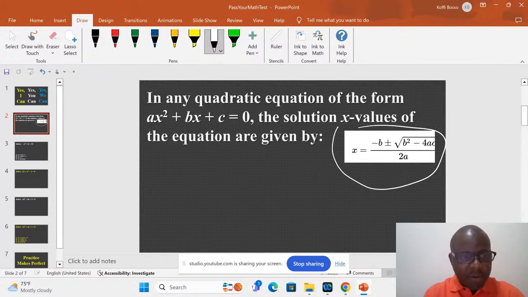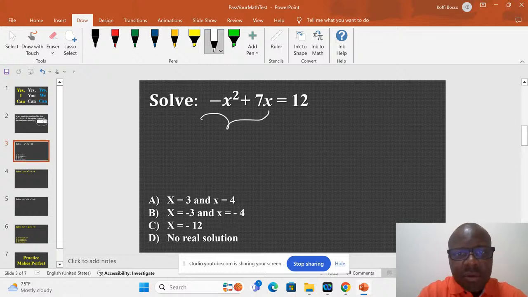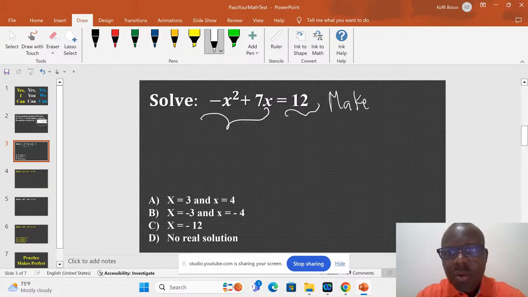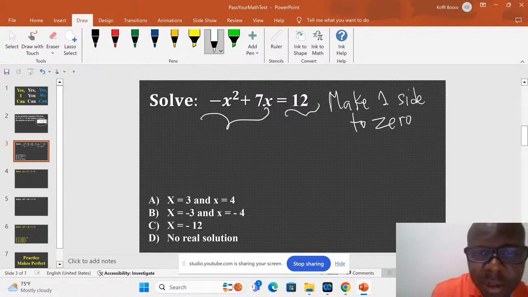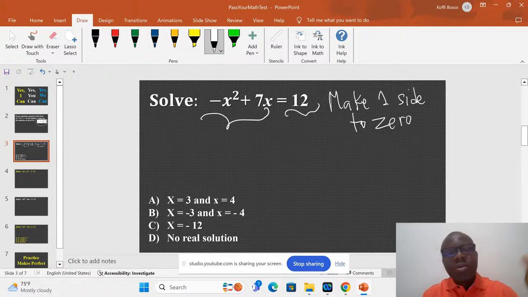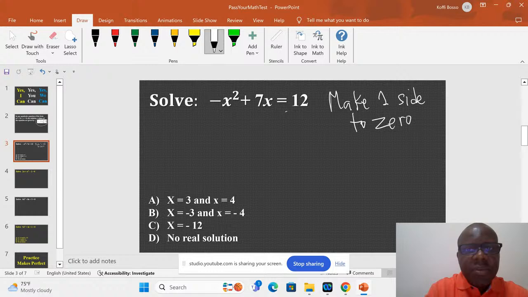But the first thing to check is that you have to make sure one side is equal to 0. We have two sides here. So this is one side, negative x squared plus 7x, and the other side is 12. So you have to make one side to 0. Otherwise you're going to have a problem with A, B, and C. So to make one side to 0, what we're going to do here is to subtract 12 on both sides.